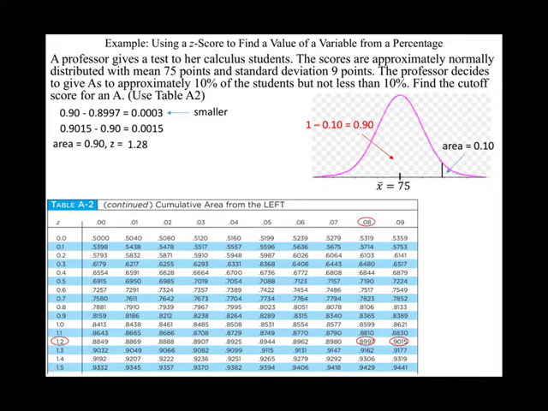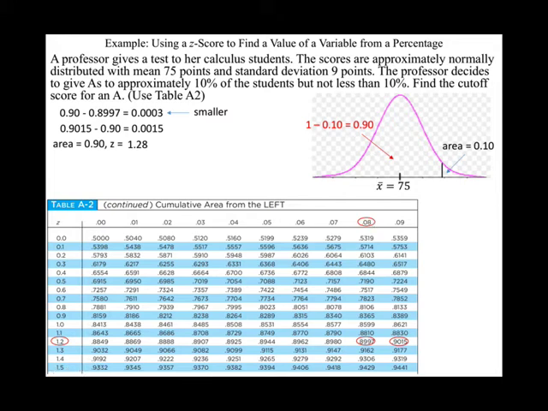Okay, 1.28. Okay, one more time. They're given the area and I want to find out the z-score. So the area is 0.90. So I'm going to look at the 4-digit number and find the one closest to 0.90. And this one will be closest to 0.90, and the z-score will be 1.28.